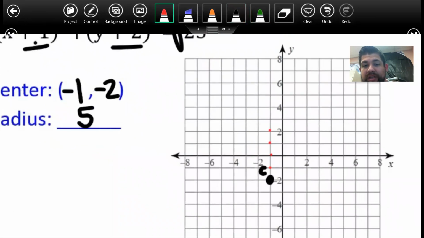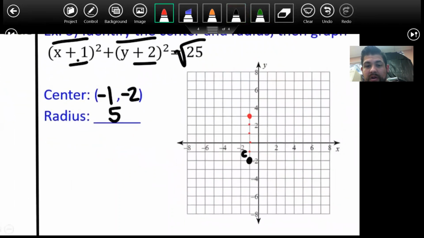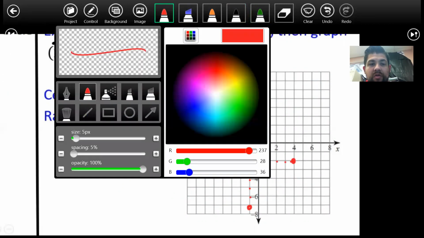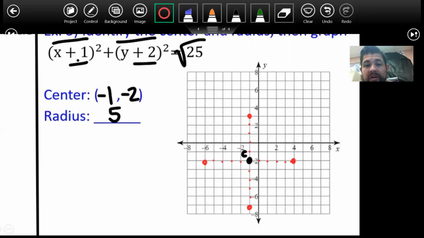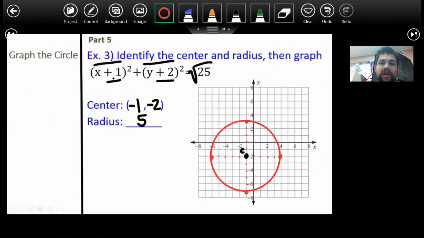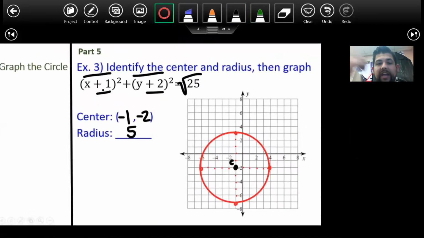This is one of the points given a radius. We're going to go back 5, 2, 3, 4, 5. Down 5, 3, 4, 5. And right 5, 2, 3, 4, 5. These points correspond to the radius of the circle. And if we graph this out, that is what our circle would look like if we were to graph this.